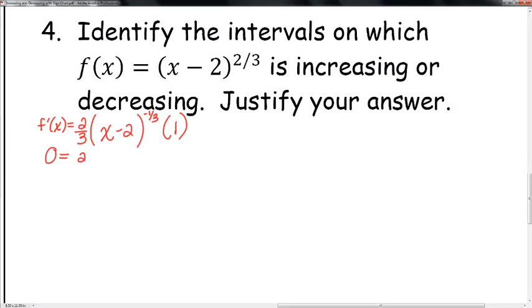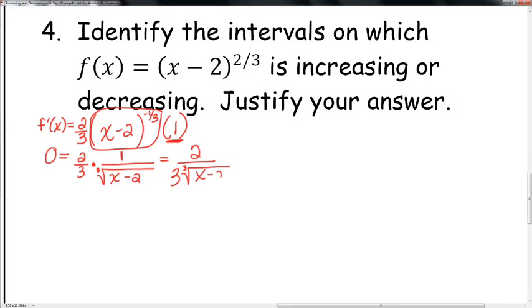So I have 2/3 times, and then I'm going to take care of this guy right here. It's negative, so that means it's from the denominator. My 1 is my coefficient. And then if it's a third, that means it's the cube root. So we're talking about in the denominator and the cube root of x minus 2. Well, this is going to be 2. So 2 times 1 is 2. And then we have 3. That's part of my 2/3. Here's the cube root of x minus 2.